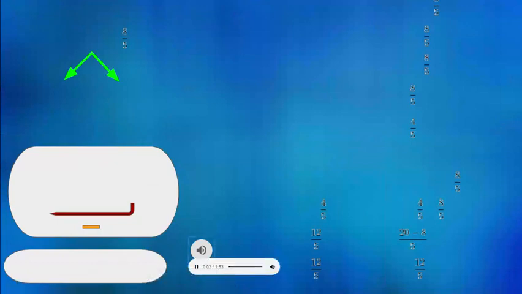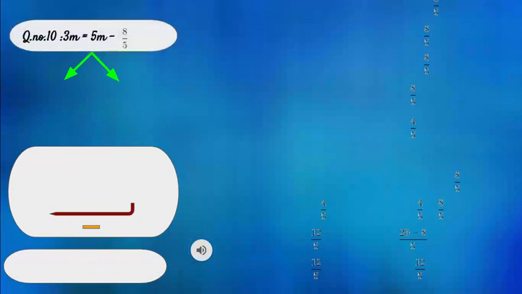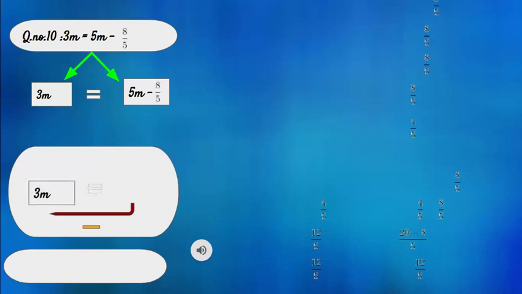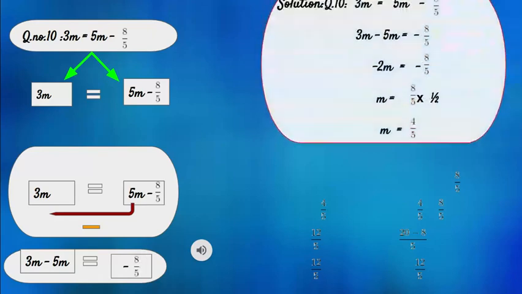Now we can solve our last question. Question number 10. 3m is equal to 5m minus 8 upon 5. Left side we can see 3m and right side it is 5m minus 8 upon 5. So from right side, we can take 5m to left side. Plus 5m, shift it as minus 5m. So now we got 3m minus 5m is equal to minus 8 upon 5. Now see the solution, 3 minus 5, minus 2. So left side we are getting minus 2m is equal to minus 8 upon 5. Both sides negative sign is there, isn't it? So we can cancel the sign directly there.